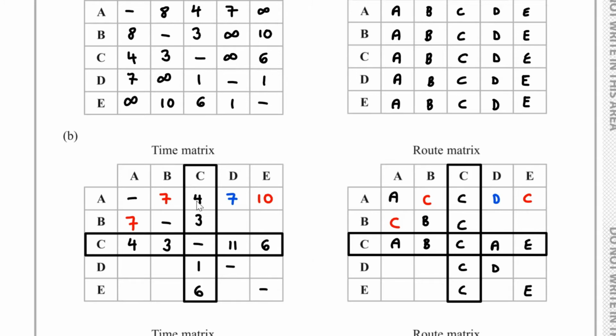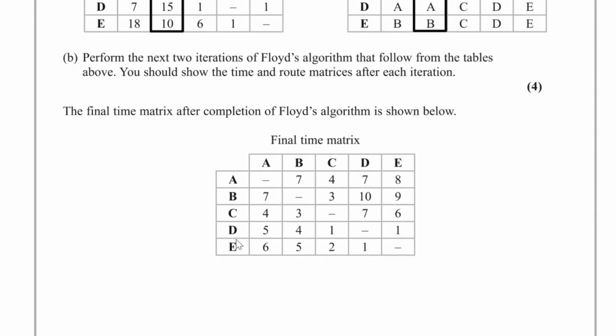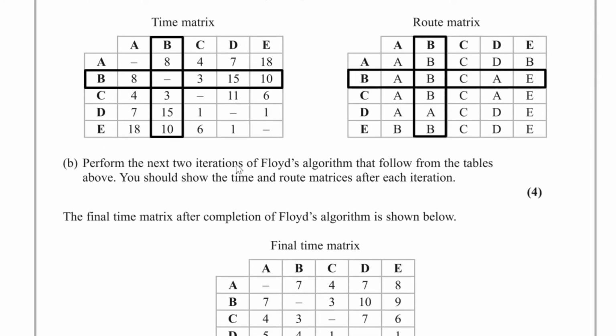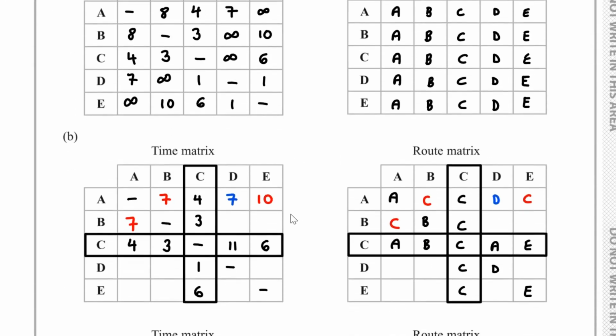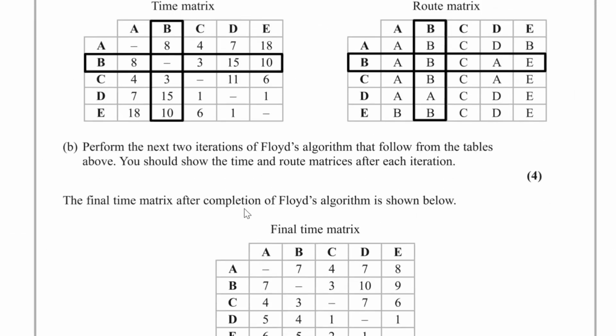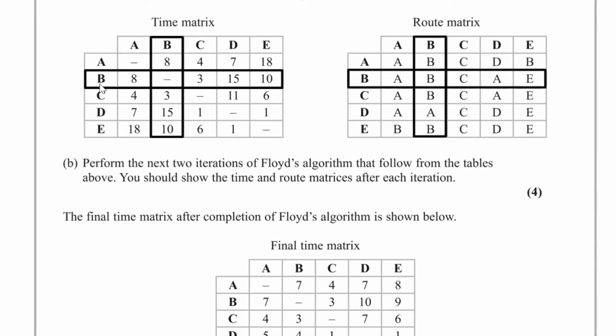For this element, we compare the 4 plus 11, which is 15, with what is here previously. So before, we've got the 15 here.